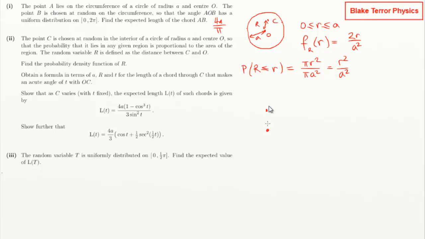So we've got our C, we've got our O, so that's C, that's O. We've got a chord now going through C. This is our OC. So we put a chord through C. We've now got that acute angle T. Okay, and this is our chord. So we need a formula for the length of that chord. Okay, that seems not so bad.